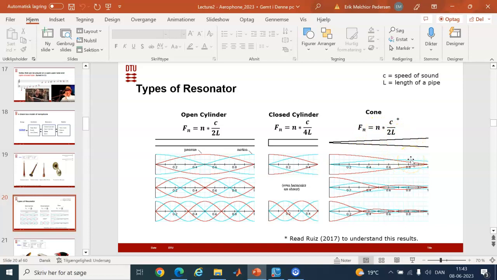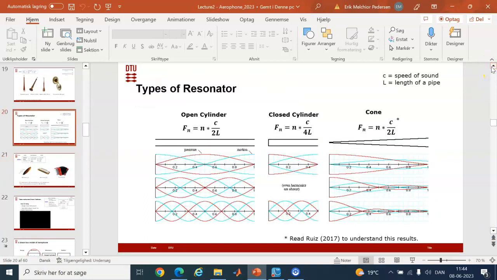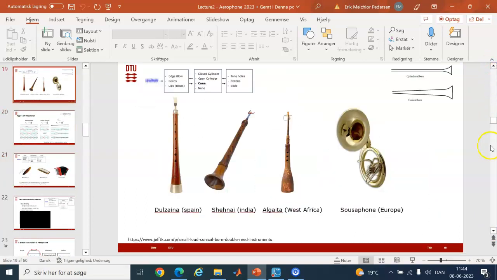So a saxophone has a fundamental frequency, and the harmonics are just multiples of this fundamental frequency, as in an open cylinder.